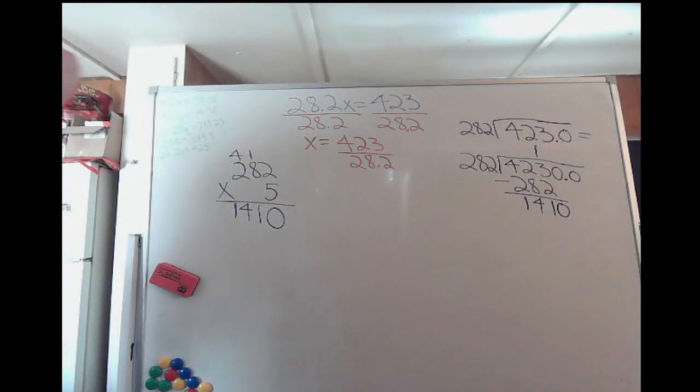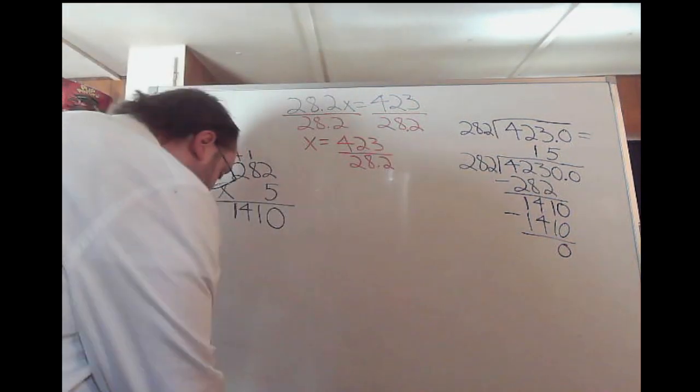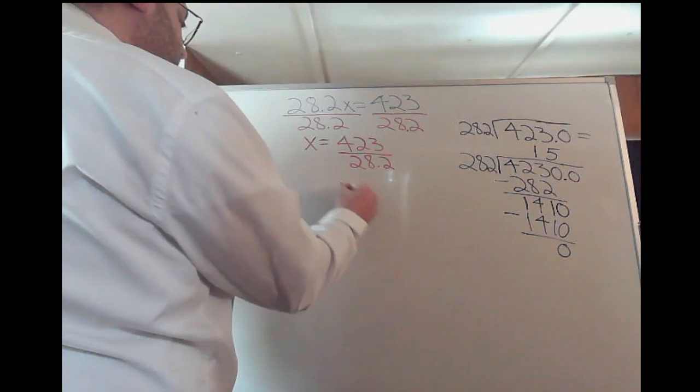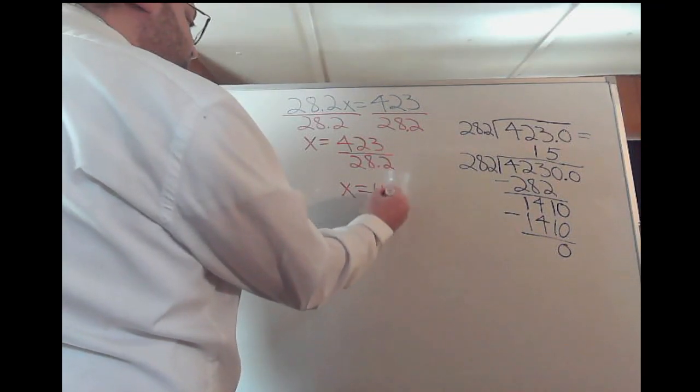Okay. So we have 1410. So 282 goes into 1,410 exactly 5 times. So if you do 5 times 282, you'll get 1,410. You'll have a remainder of 0. So it looks like the answer we're looking for here for x, looks like x is going to be equal to 15.